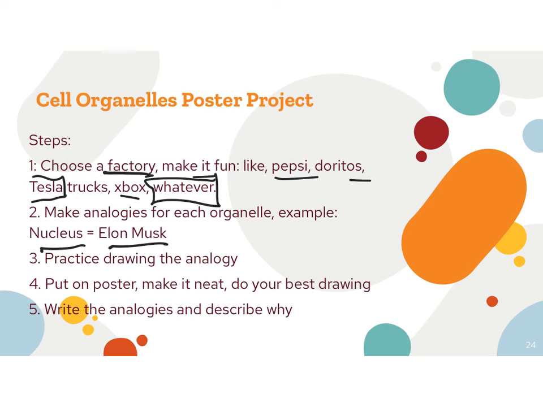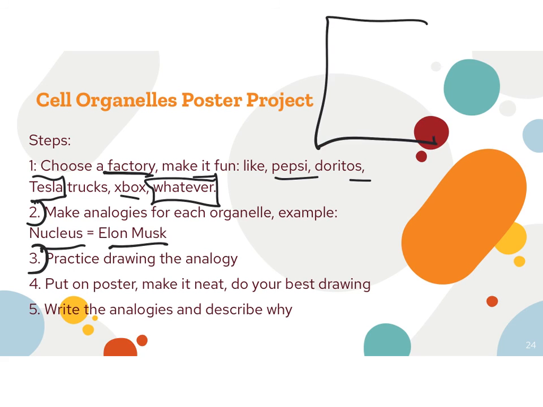Okay? So today you should have plenty of time to make your analogies, and you do have to write them down, and your sub will provide you with a sheet to do that on. Then I want you guys to practice drawing your analogy. If you get to number 3, if you get this far, practice drawing the analogy. Practice drawing what a nucleus would look like and what Elon Musk would look like.